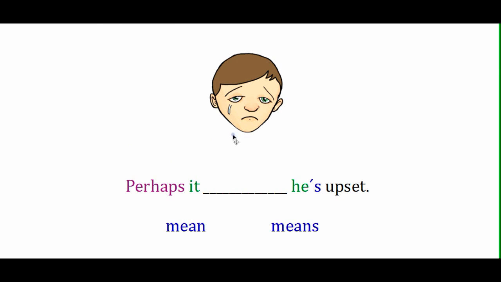So we need to decide whether we need to use mean or means. We have perhaps it blank, he's upset. So is perhaps a modal or an adverb? Well, it's an adverb, okay? So we need to use the verb that is conjugated. So we need to say perhaps it means he's upset.